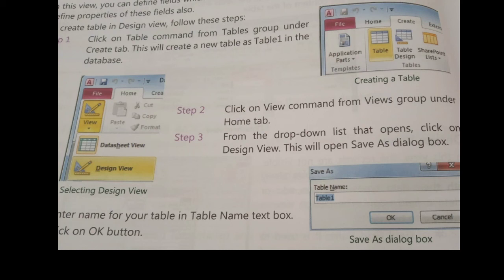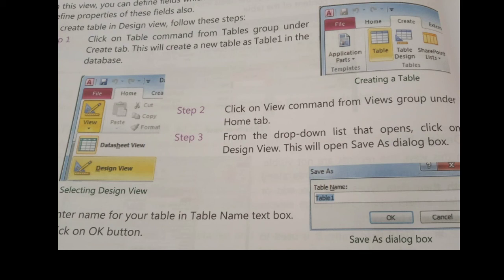Okay students, firstly we talk about creating a table using design view. In this view you can define fields which are to be included in the table. You can simultaneously define properties of these fields also. To create a table in design view, follow these steps. Step 1, click on the table command from the tables group under the create tab. This will create a new table as Table 1 in the database.